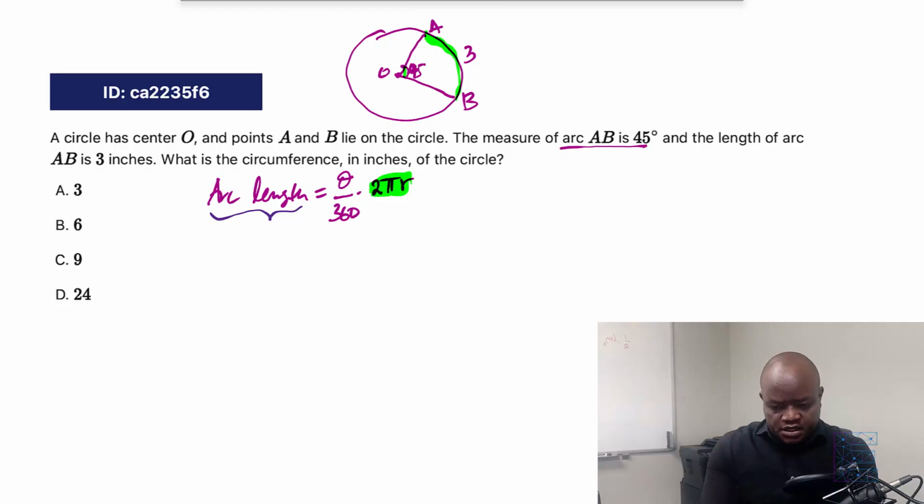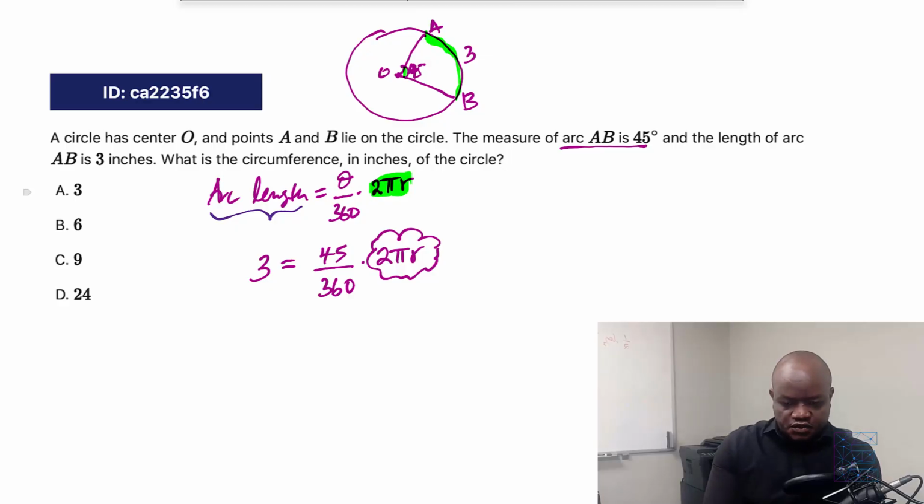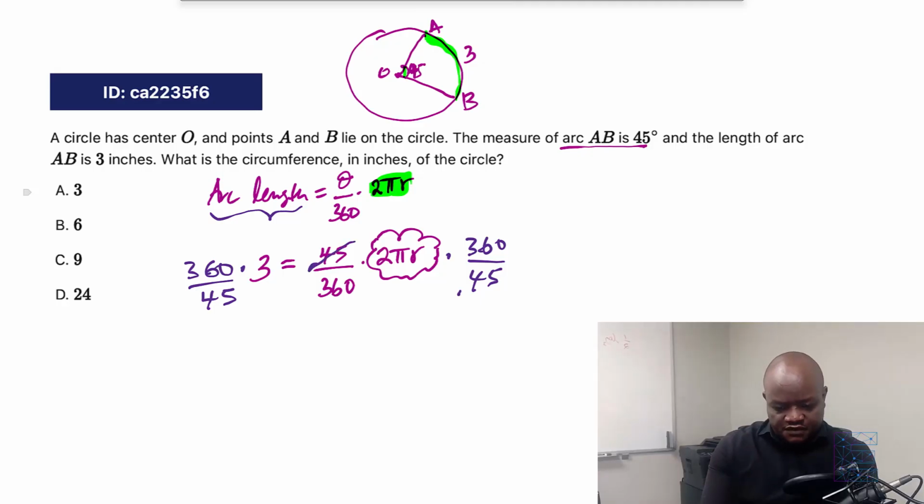Let's go for it. Arc length, I'm going to plug in a 3, equals theta, which is 45 over 360, and the thing we're solving for is 2 pi r. Once again, I'm going to remind you, this here is circumference right there. So using just algebra, you're going to start off by getting rid of this entire fraction, so I'm going to multiply this whole thing by 360 over 45. And if I do it on the right, I've got to do that same thing on the left side. Why does it work? The 45 cancels the 45 on the right, 360 cancels 360, and we are left with a 2 pi r on the right side.